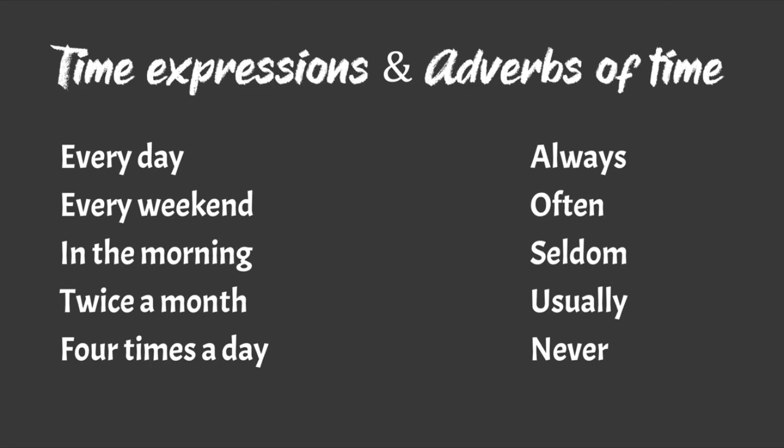So time expressions and adverbs of time indicate the tense that we need to use. In this case, I listed some of them. There are many others. So for time expressions, we have every day, every weekend, in the morning, twice a month, 4 times a day, etc. And for the adverbs of time that you might find in a sentence in the present simple tense are always, often, seldom, usually, and never, etc.